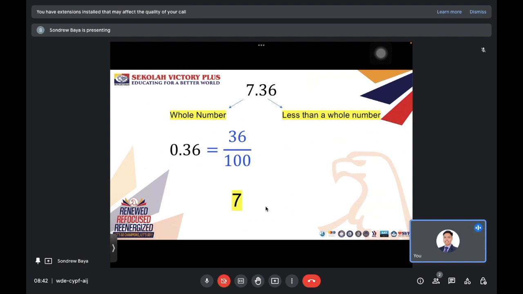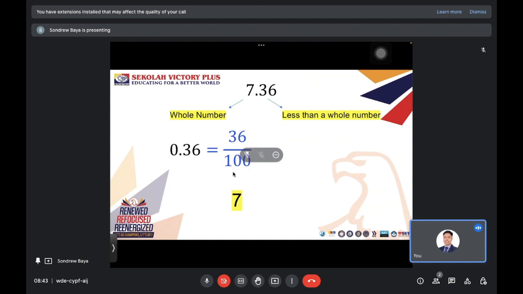zeros would depend on the number of digits to the right of the decimal. So if there are 2 digits here, therefore we divide by 100. If there's 1, we divide it by 10. There's only 1 zero. If there's 3, we divide by a power of 10 with 3 zeros, and that is 1,000. So again, it depends on the number of digits.